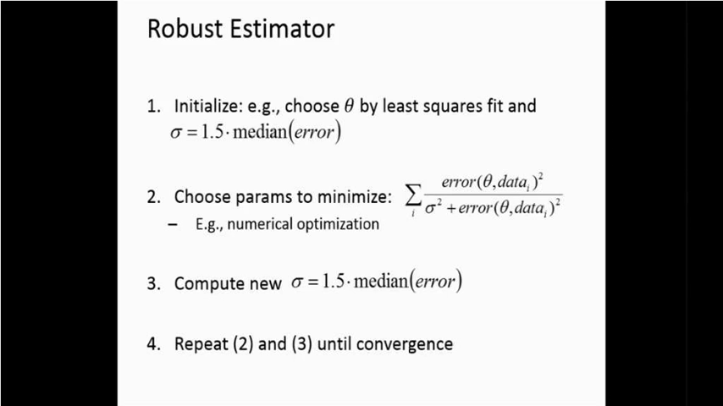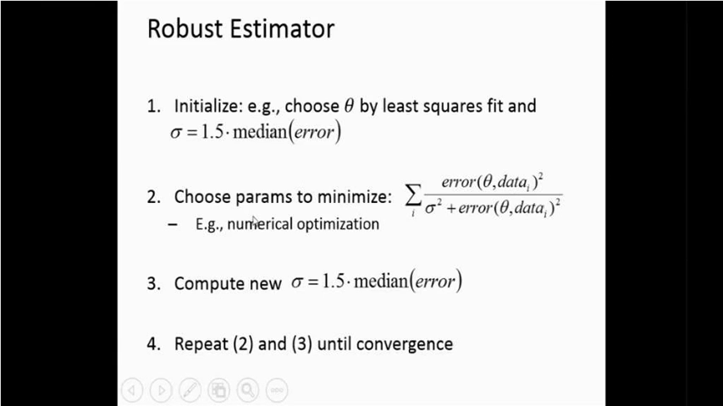There's actually a reason for that 1.5, and I think it's actually 1.49 and then a whole bunch of decimals. But unless you're super interested specifically in this function, it's not worth spending a long time explaining, and I don't even remember anyway why it's 1.5. So you choose sigma to be 1.5 times the median error.